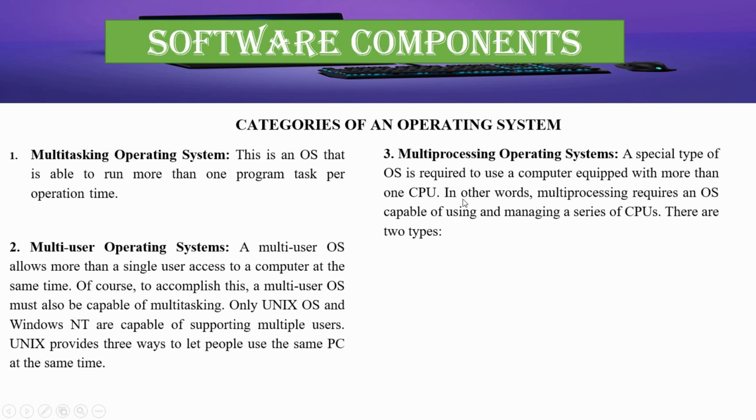Then, thirdly, we have the multi-processing operating system. It's a special type of OS. It's required to use a computer equipped with more than one CPU. In other words, multiprocessing requires an OS capable of using and managing a series of CPUs.